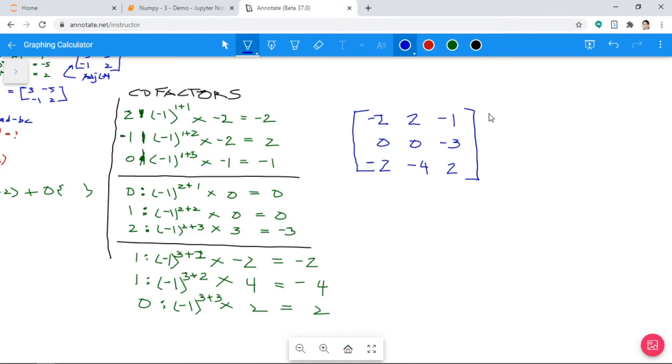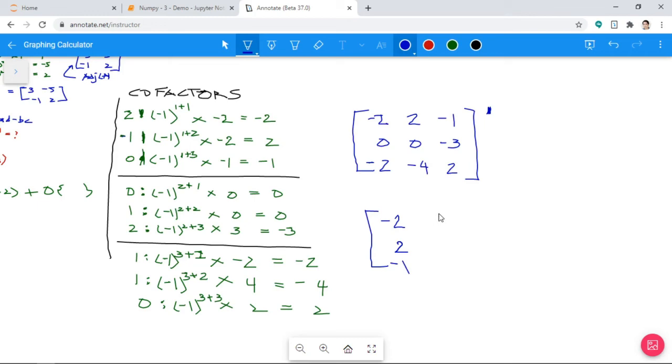So the next step is we find the inverse of this one. You remember, we invert this specific one. So this one is negative 2. Let's rewrite this one again. So this should be negative 2, this one is negative 2, this one is 2, and this one is negative 1 for sure.